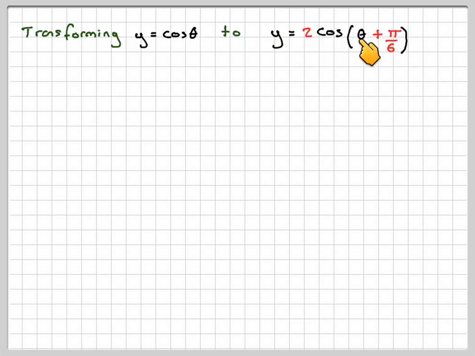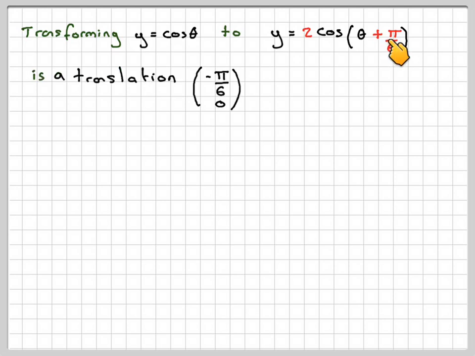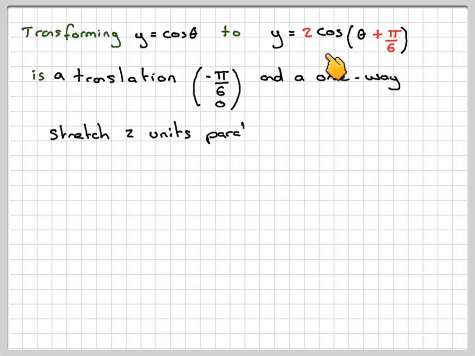Right, so transforming y is equal to cos x to y is equal to 2 cos theta plus pi by 6. Well, this refers to a translation of minus pi by 6, 0. Remember, this is plus here, then this would go in the opposite direction. And this here refers to a one-way stretch parallel to the y-axis.